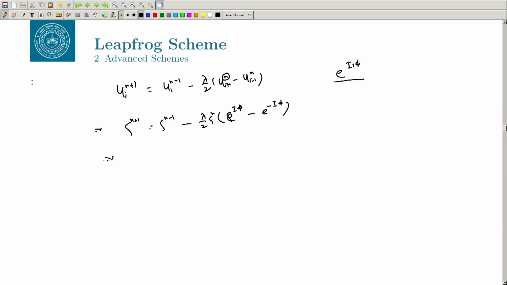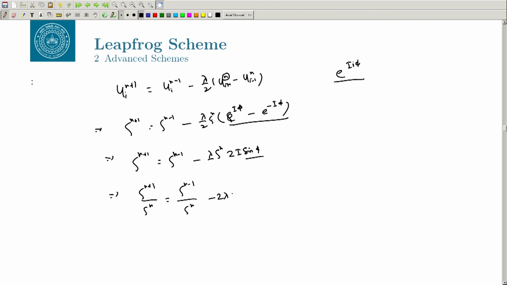Now, how do we do the stability analysis of the system, right? Let us simplify a little bit more. g to the power n minus 1 minus lambda times, and what is this value? This is 2i sin phi, right. Divide the entire thing by g to the power n. So, g to the power n plus 1 by g to the power n is equal to g to the power n minus 1 by g to the power n, minus 2 lambda i sin phi, right.